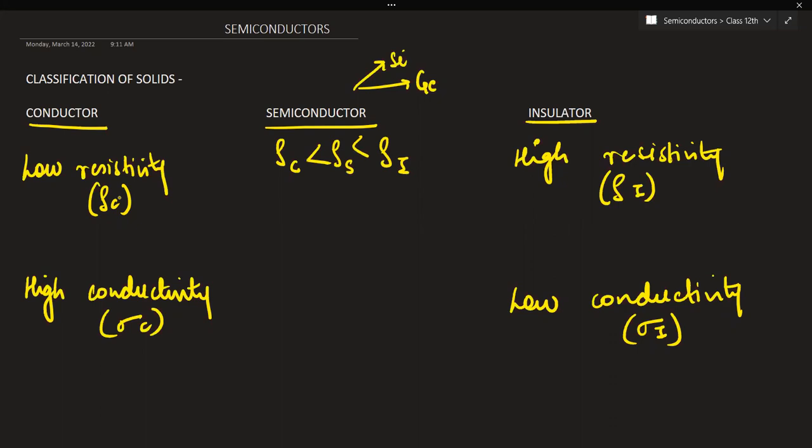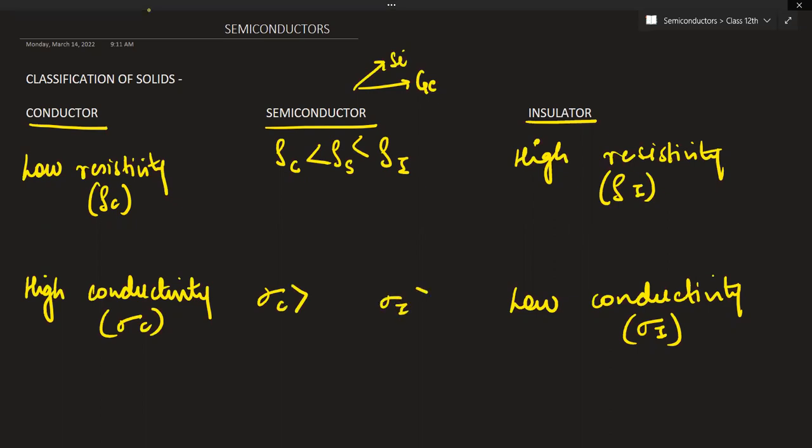Same thing goes for conductivity. Sigma C is greatest. Sigma I is lowest. But sigma S is in between of it.